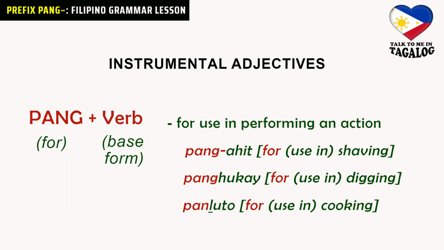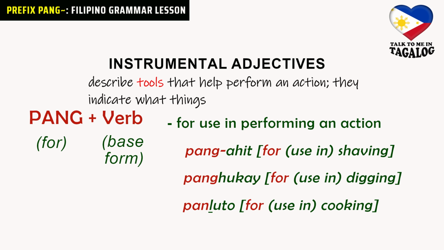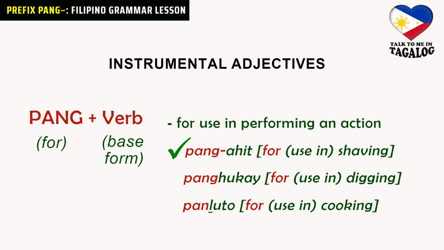Let's now move on to instrumental adjectives, which consist of the prefixes pang, pan, pam plus a verb base or the basic form of a verb. Instrumental adjectives describe tools that help perform an action. They indicate what things are used for or their purpose. For example, pang plus the verb root ahit, meaning shave, becomes pang-ahit, which means for use in shaving. So pang-ahit means razor. Next is panghukay. Hukay means dig, so panghukay is for digging or excavator. Panluto, for cooking.